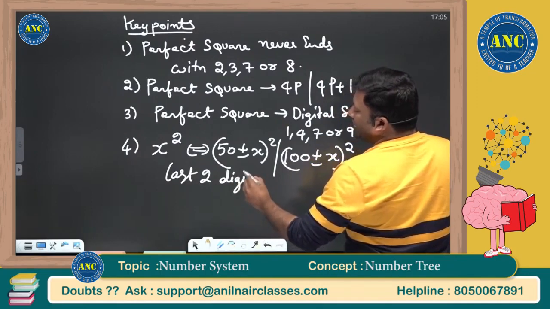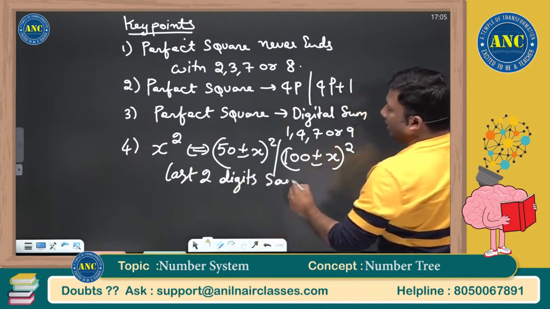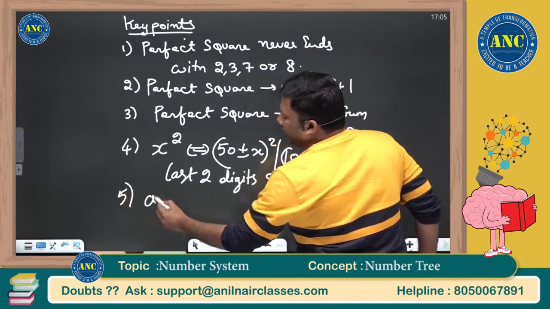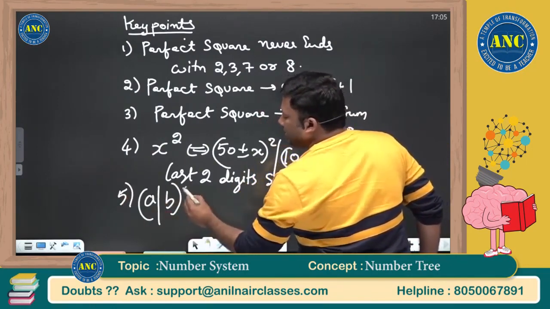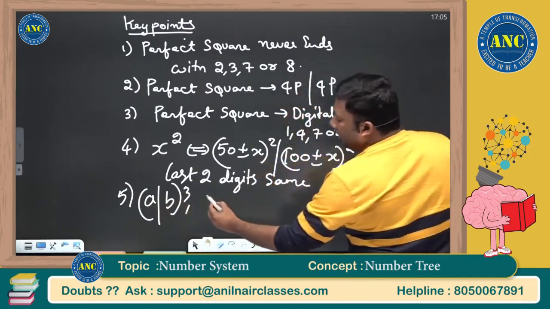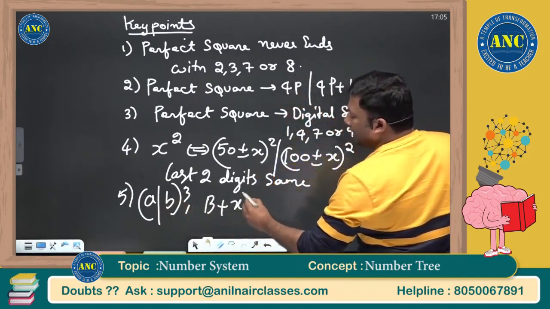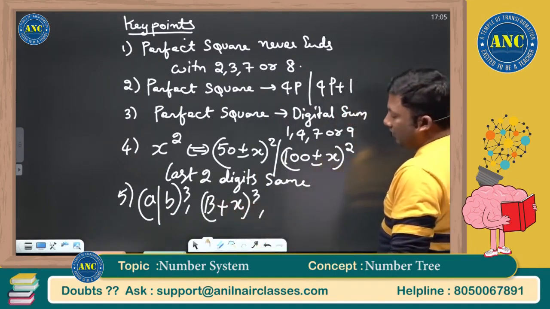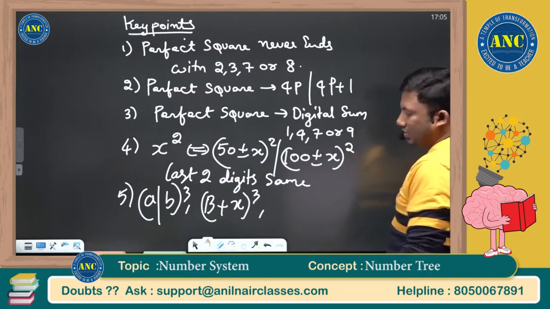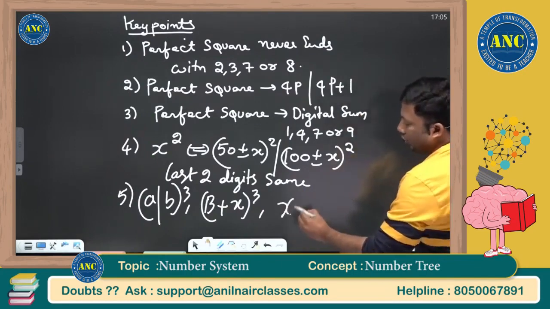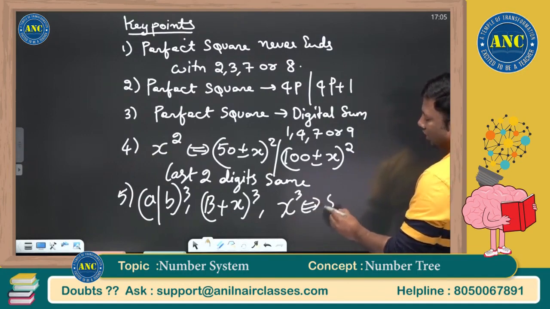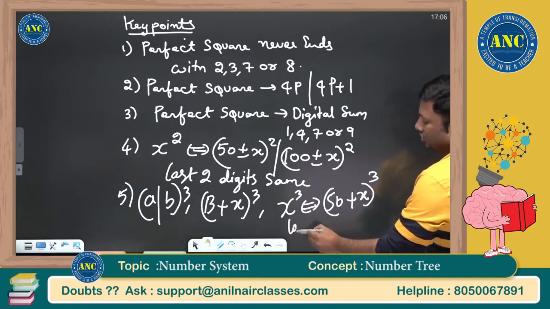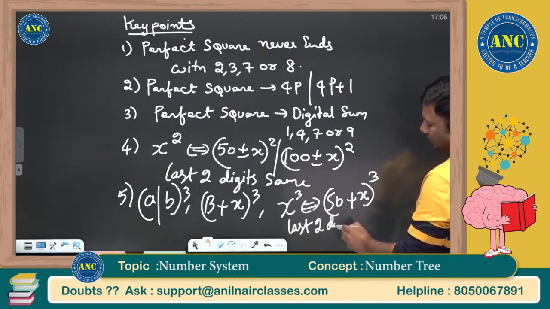Some important key points, whatever we discussed, let me write down. The second thing we discussed, in the morning class, is how to find the cube of a number nearer to 10 power k. Then we discussed x cube, and 50 plus x whole cube: the last two digits will be the same if x is even.